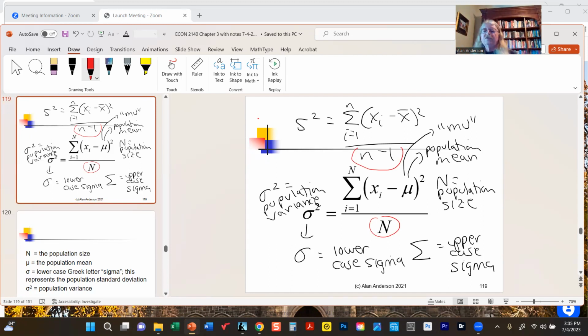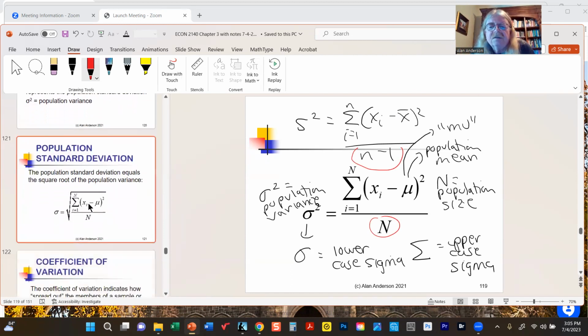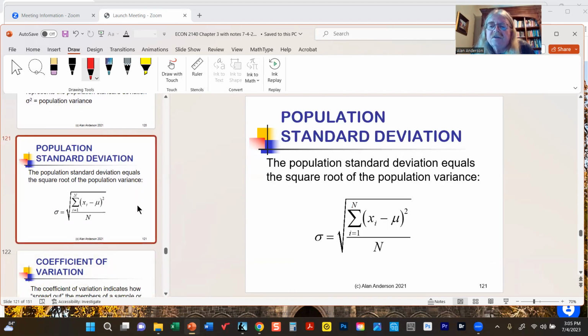Now, what this tells you is that when you're doing problem sets, it's awfully, awfully important to make sure you know whether your data is a sample or a population. Because if you don't, you're bound to guess wrong. It's just that simple. And then of course, as you can probably imagine, the population standard deviation is simply the square root of the population variance.